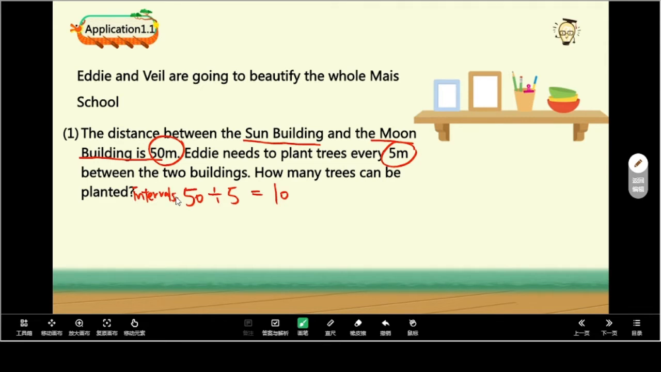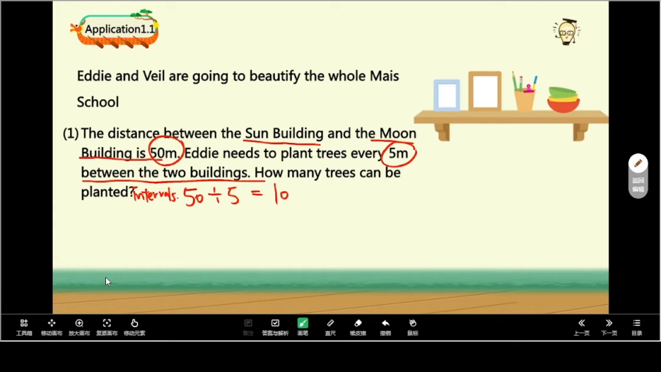Yes, we need to find how we plant trees. Can we find words like either, neither, both, and in the question? No. So how can we know how we plant trees? We can find some key sentences in the question. Let's read the question again together. Eddie needs to plant trees every 5 meters between the two buildings.